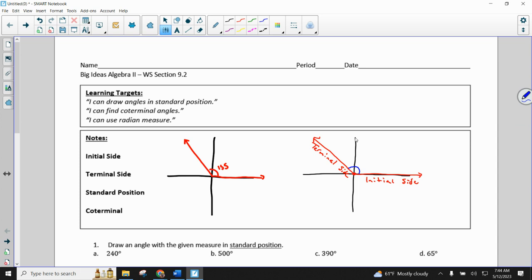So imagine I want to draw an angle of 495 degrees, right? So 495 would have this same initial side, and then I would travel a full 360, and then another 135, and I'd end up right back here overlapping. So 135 and 495 are coterminal.